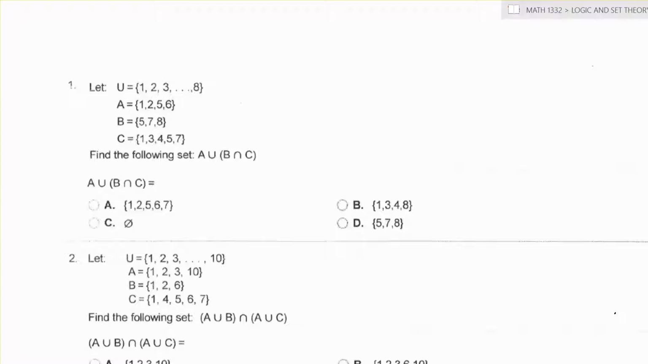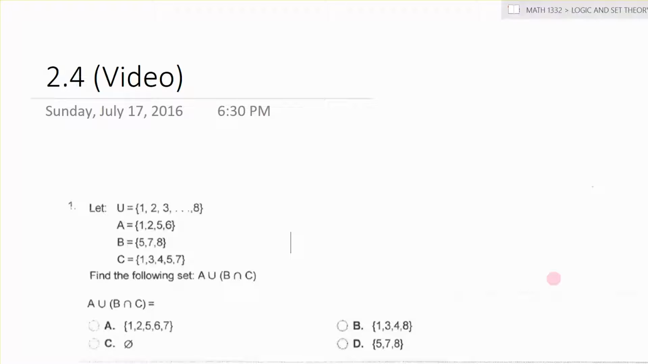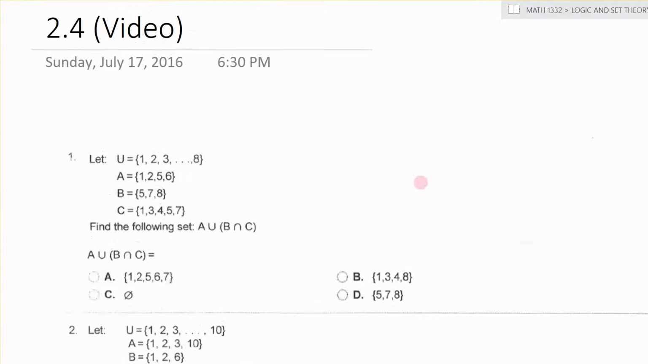This is a great lesson to conclude with. This is section 2.4, and what we're going to do in 2.4 is extend our ideas to more sets, but we're still going to be looking at the operations of intersection and union, and we will, toward the end of this lesson, look at some Venn diagrams.